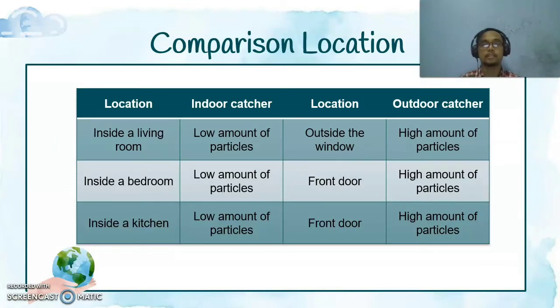Next, the comparison between the locations. For the indoor locations, we chose 3 locations, which are the living room, bedroom, and the kitchen. These 3 locations show a low amount of particles detected on the plate. For the outside locations, we chose the window and the front door, and these detected a high amount of particles on the plate.